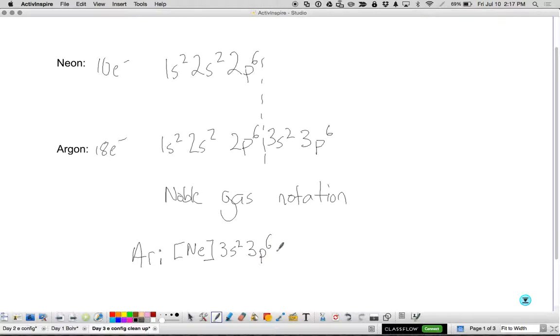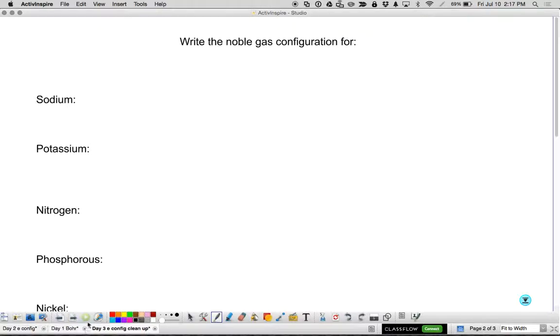All right, so this is actually quite a great shortcut, and when you combine it with what I'm about to teach you, it makes doing electron configurations a snap. So let's go on to the next page. Okay, write the noble gas configuration for sodium and potassium. All right, so why don't you pause and give it a try for that. Noble gas configuration for sodium and potassium.